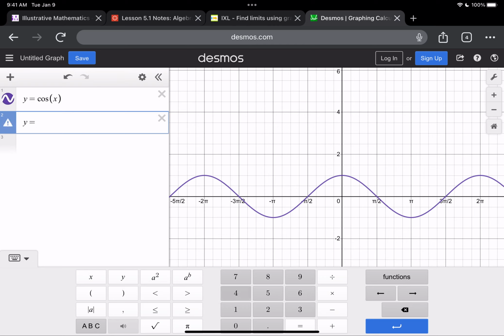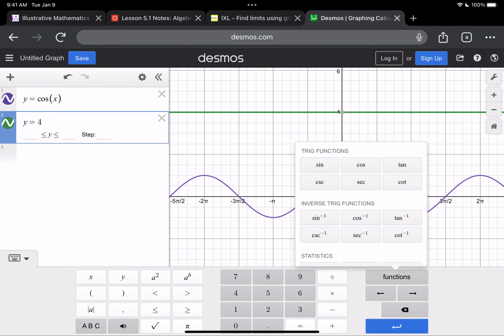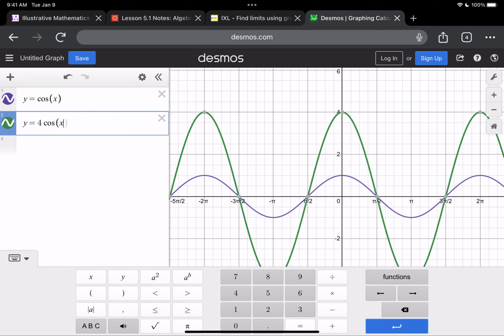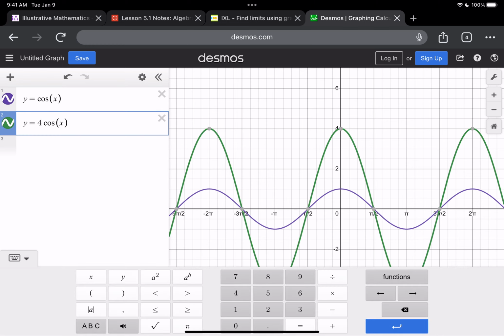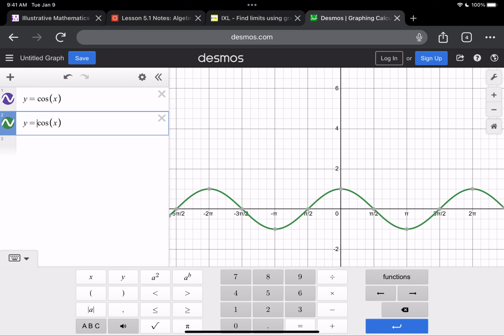So, first things first, I did my vertical stretch. I put the 4 out there, cosine x. So, as you can see, the green graph is now stretched, the purple graph, but stretched up by 4, right? So my amplitude is now 4. Great, we did that. Now, I'm going to get rid of that because I wanted to show you that. We're going to do it all together.